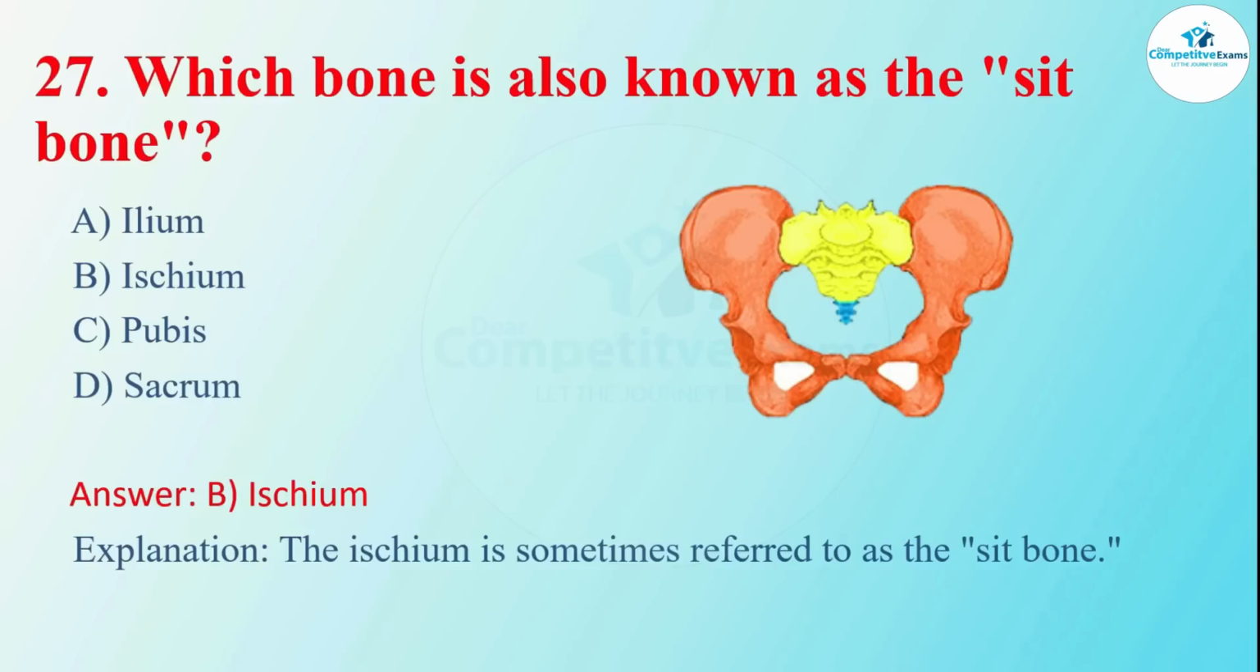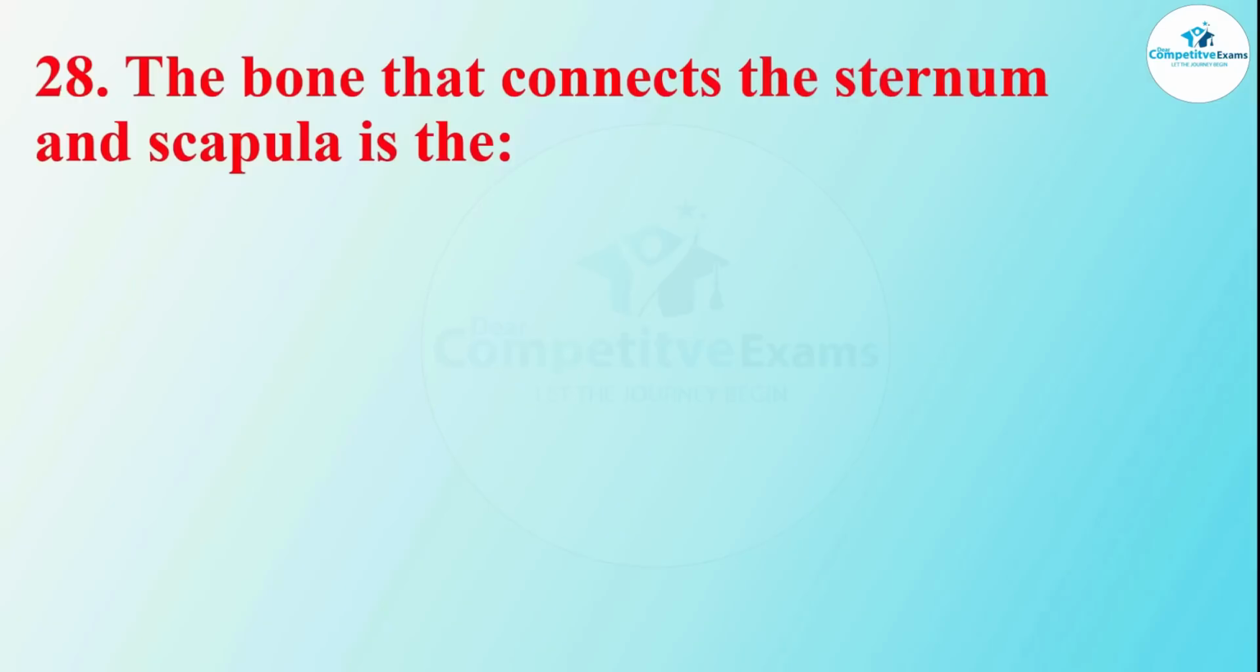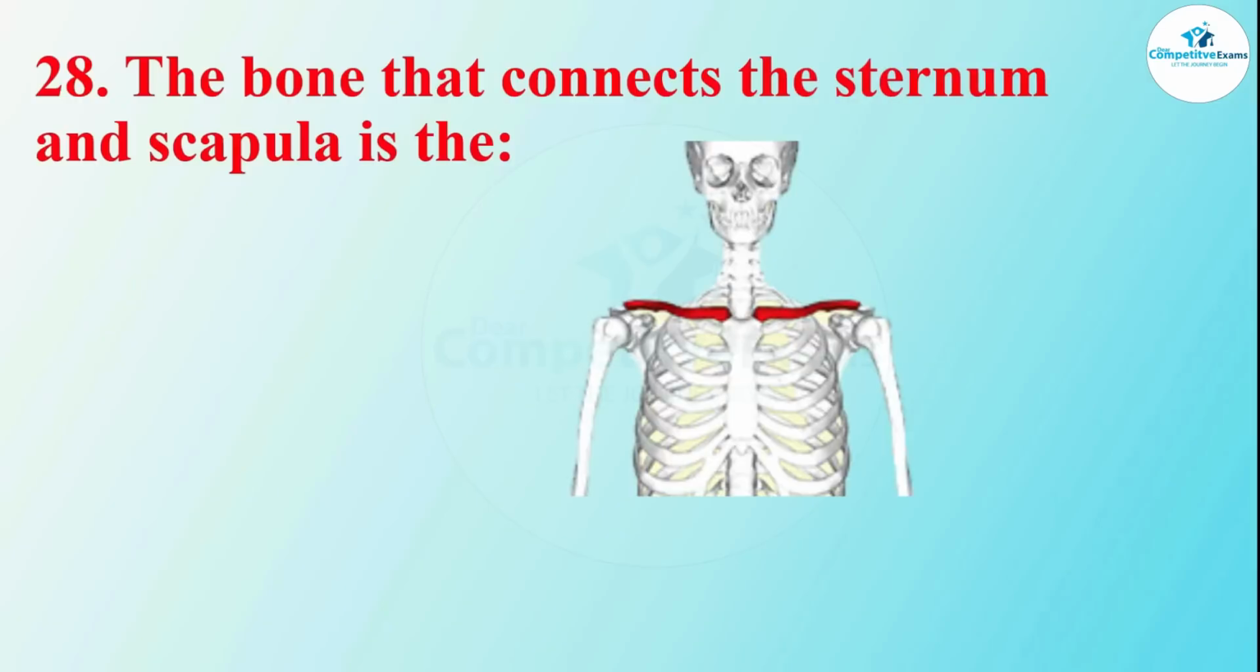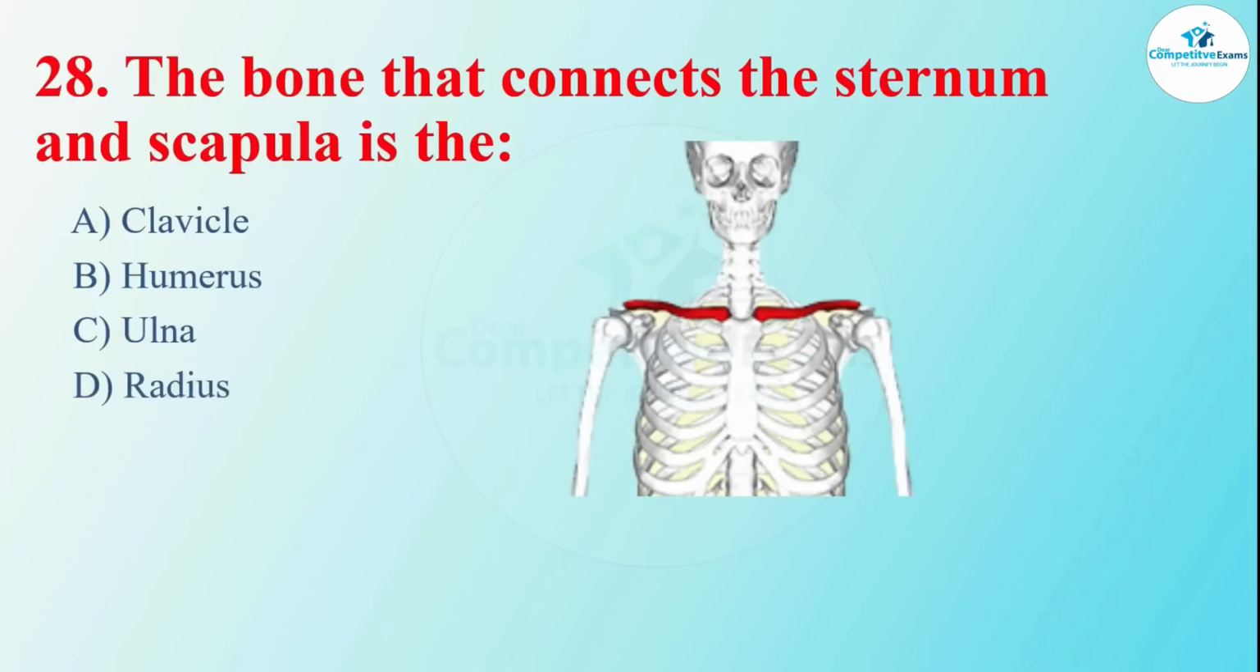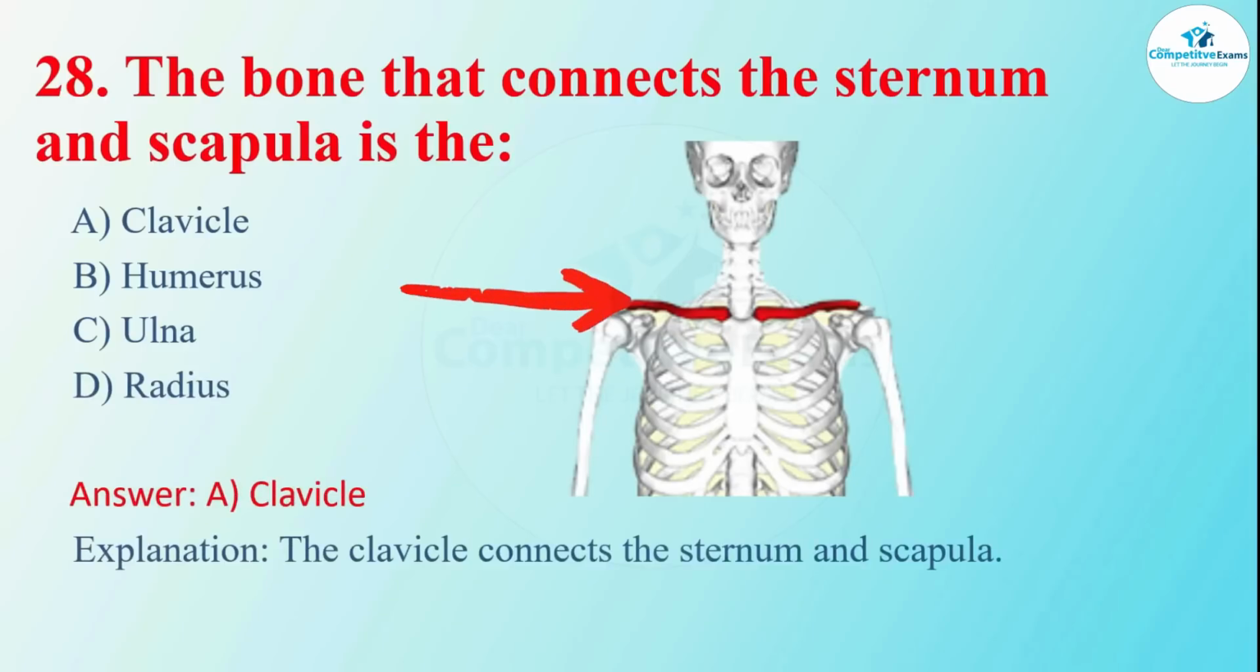Question number 28. The bone that connects the sternum and scapula is clavicle, humerus, ulna, or radius. The answer is clavicle. The clavicle connects the sternum and scapula. Question number 29.